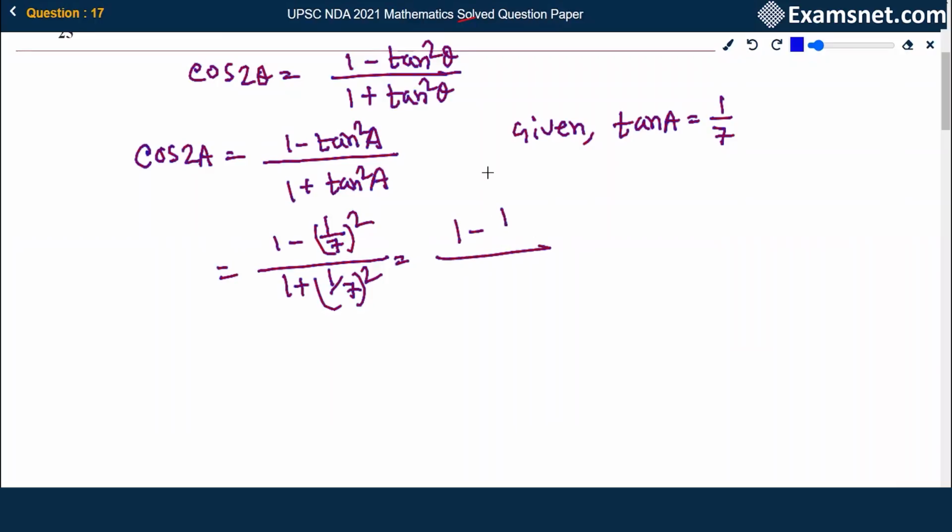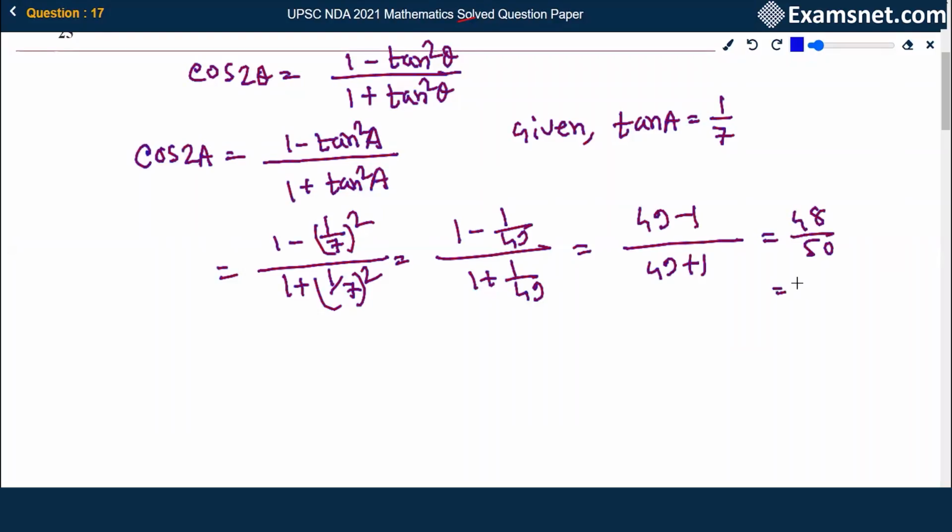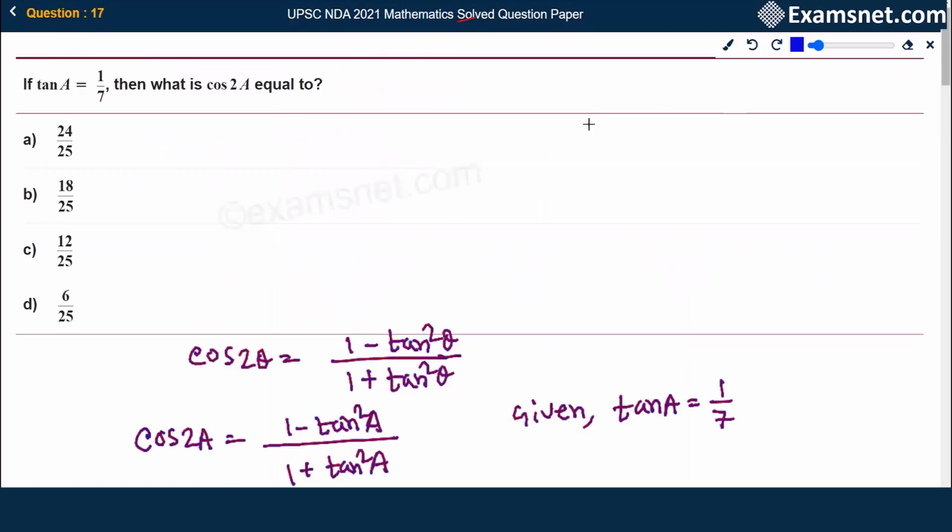1 minus 1 by 49 by 1 plus 1 by 49. That is 49 minus 1 by 49 plus 1, 48 by 50. Further, we can simplify this. We will get 24 by 25. Therefore, cos 2A equals 24 by 25. It matches with option A. So option A is the correct answer.